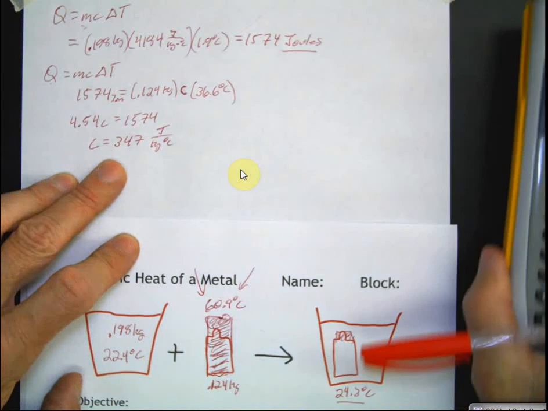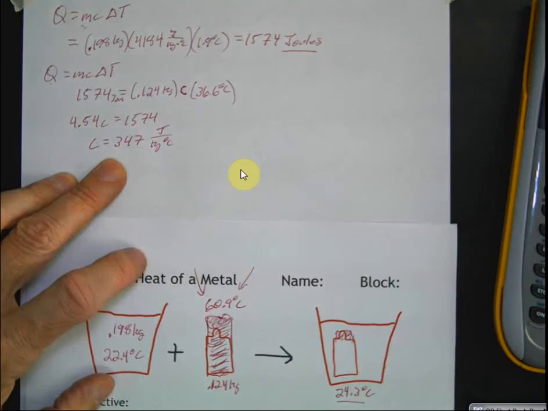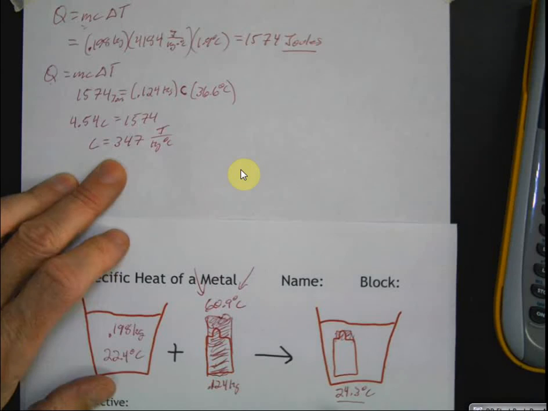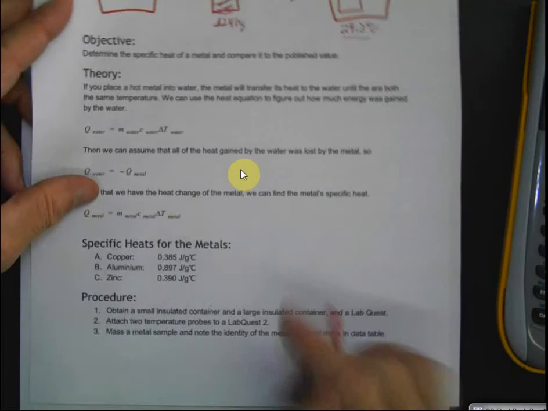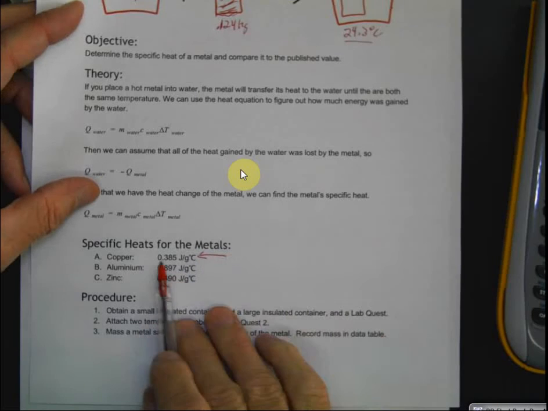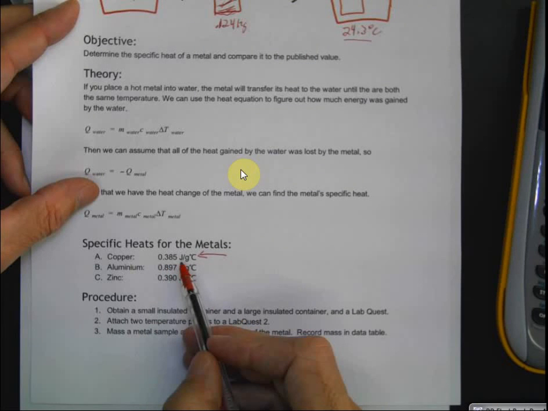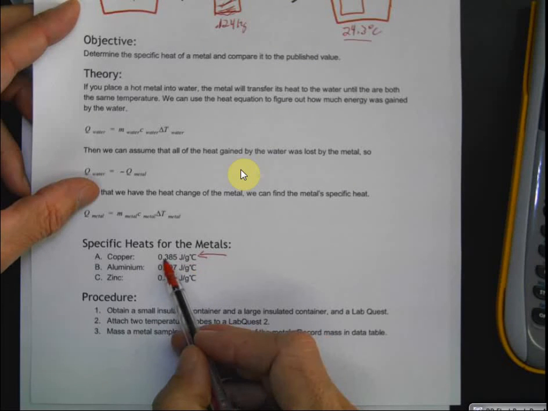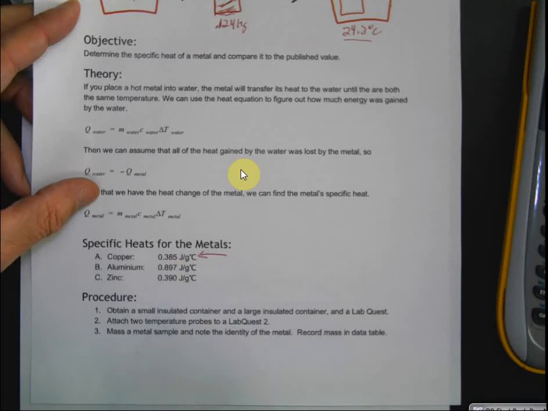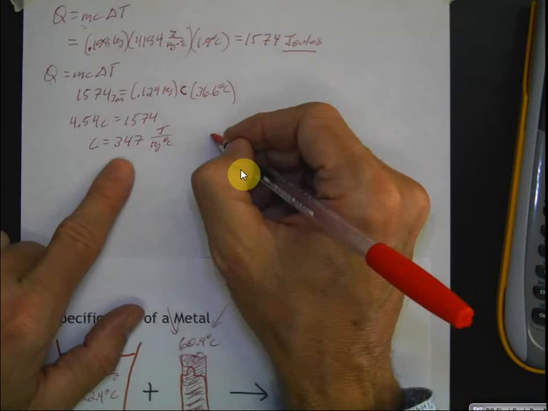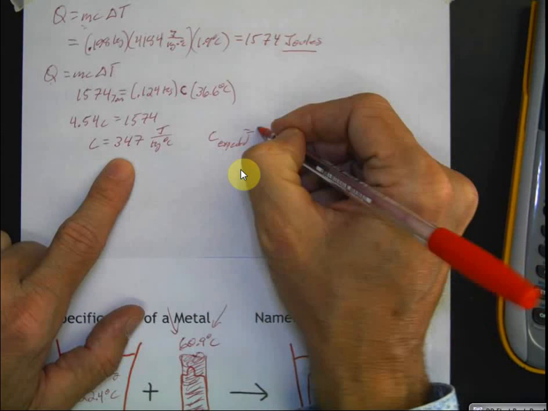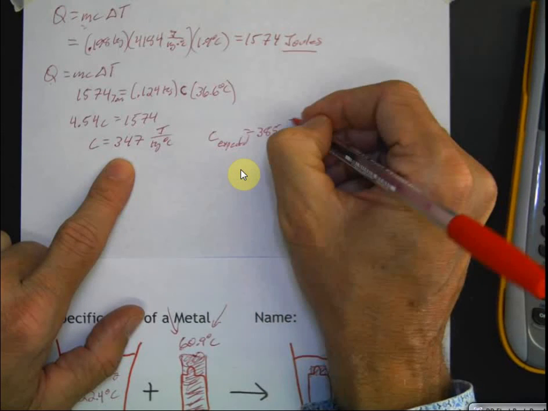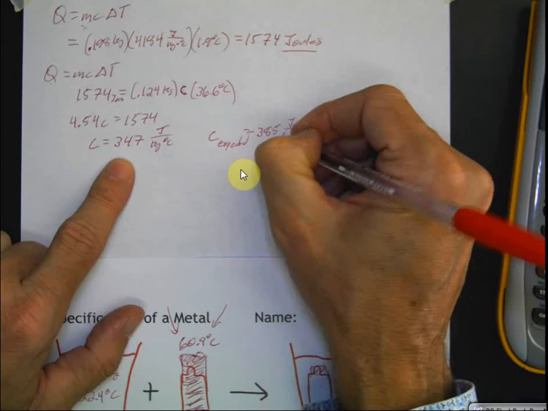Now, if we look at the expected values for copper, if we take a look here, pull this up so you can see it, you can see that copper had an expected value of 385. Notice this is in grams, not kilograms, so we need to move the decimal over to compensate for the energy amount that's needed. So this would be 385. So the expected value, C expected, is 385.